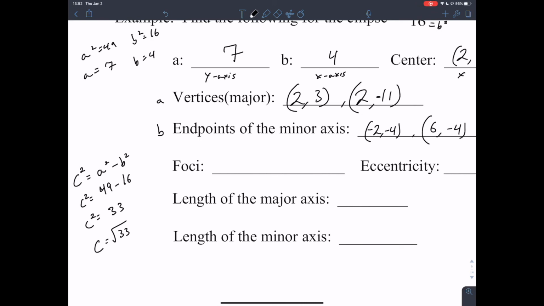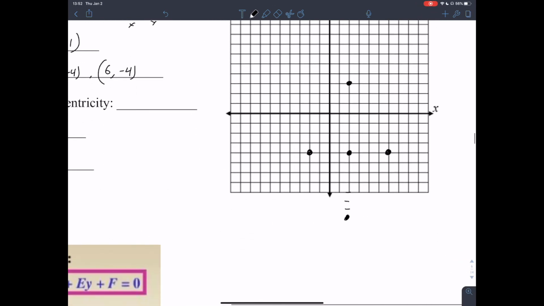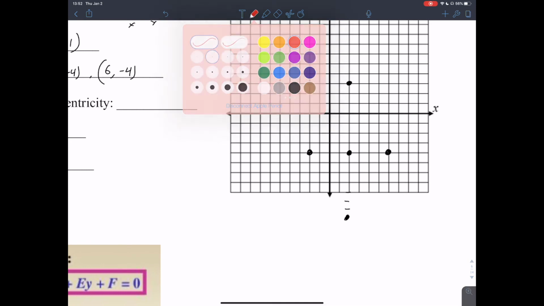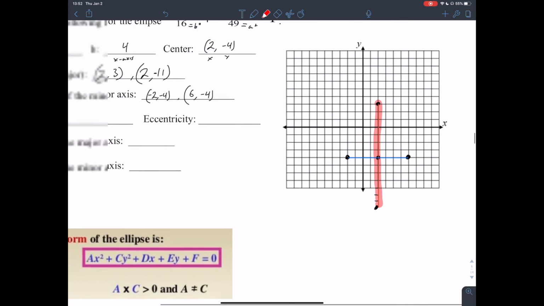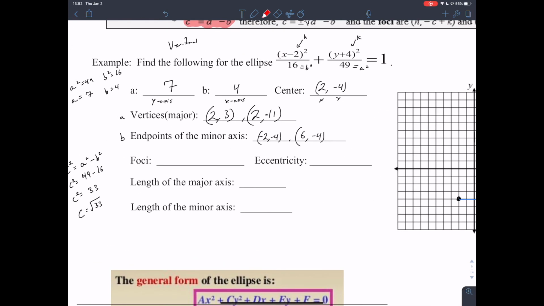And so now to figure out the foci, I already know that the foci has to be on the major axis, which I will highlight or draw in red. So this is your major axis right here. Okay, minor axis will be in blue. So my foci have to be somewhere here, okay? Which means that the x value will never change. The x value will be the same.